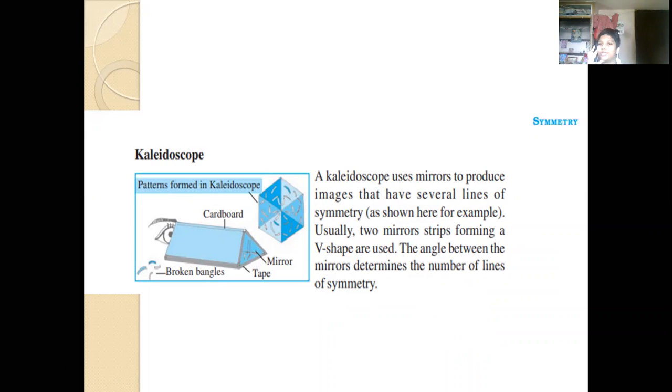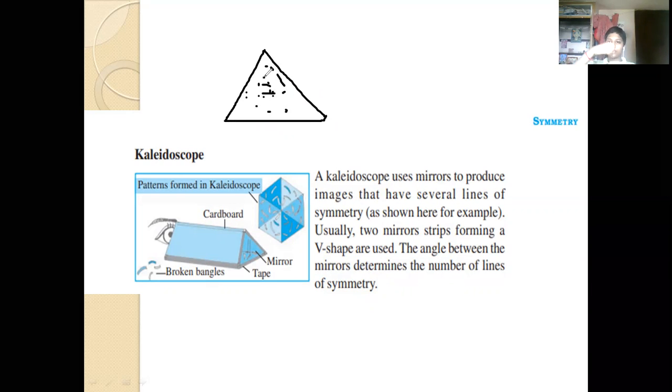All the children will be using it. It will be very nice. Like this, it will be there. We'll be rotating it. Then the designs will be formed. How is it formed? Inside there will be three mirrors like this. See, it will be triangle shaped. Three mirrors will be kept like this, and some glitter will be poured inside it.